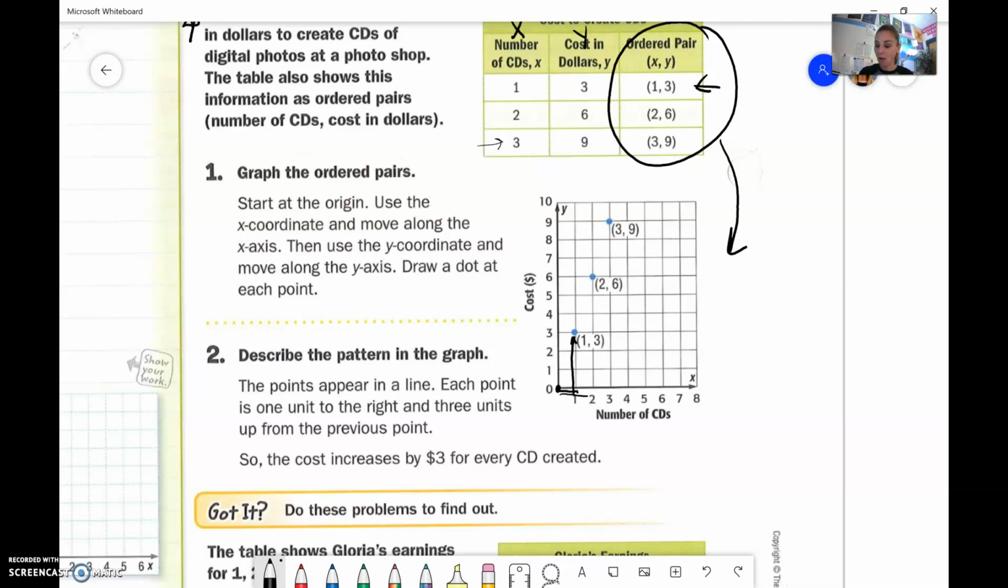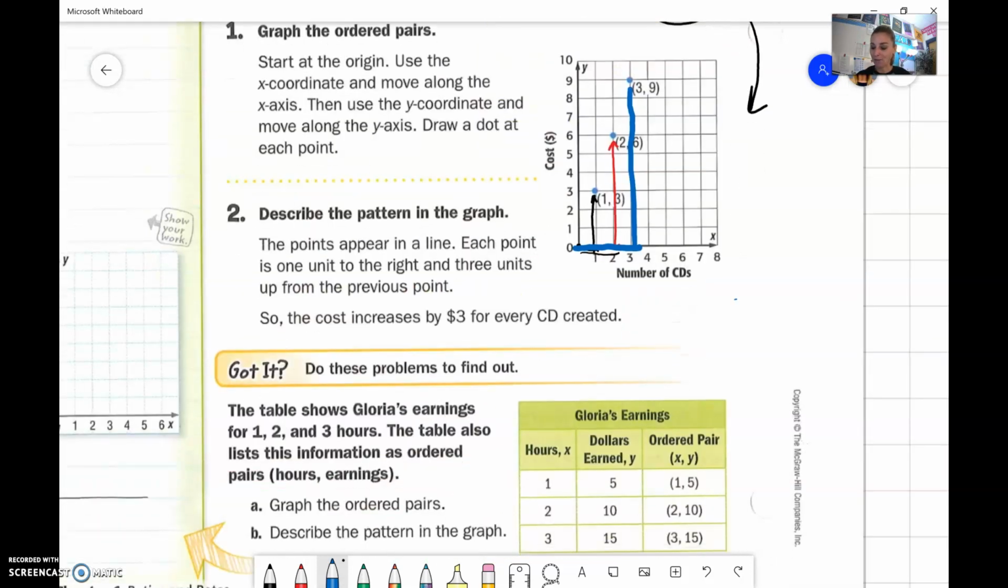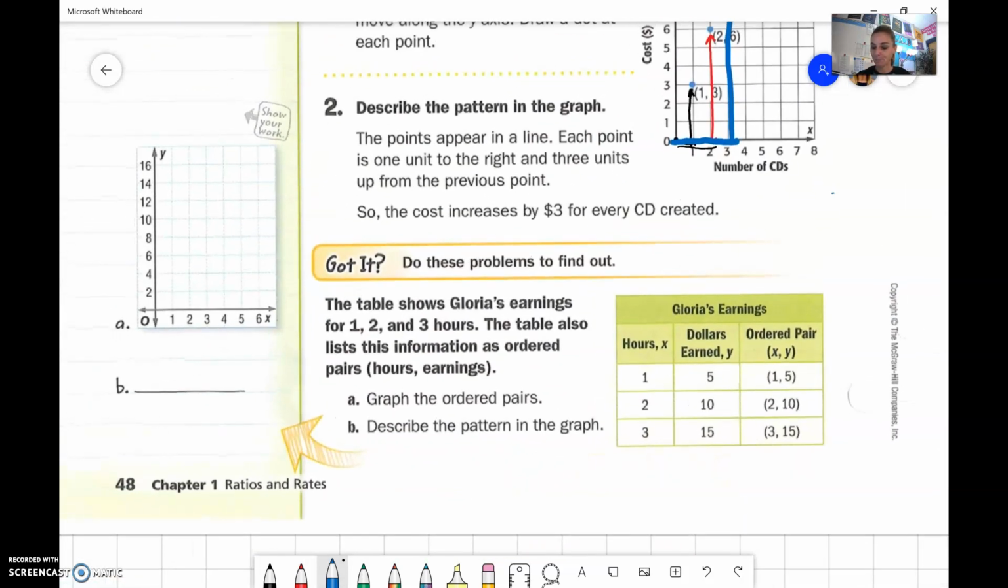Next one, over 2. I could probably change colors. Maybe that would help. Over 2, up 6. And the last one was (3, 9). Over 3, up to 9. Okay? Make sense? I don't got room for that. I got room for that. All right, let's go ahead and practice down below.